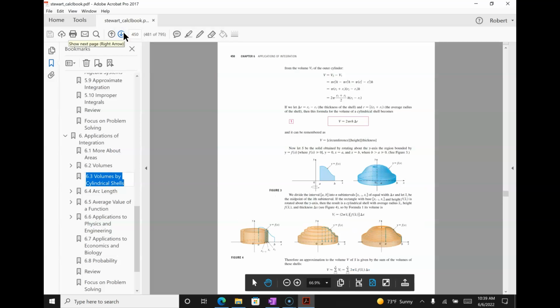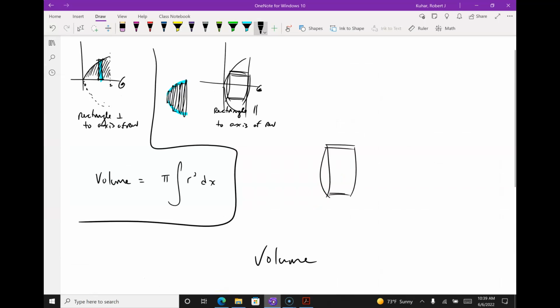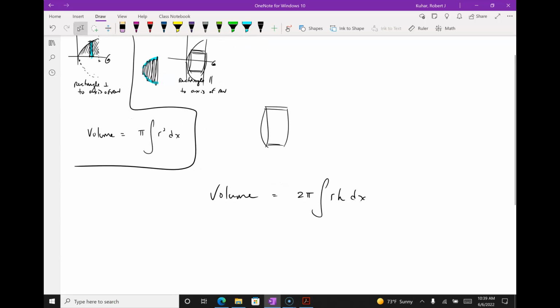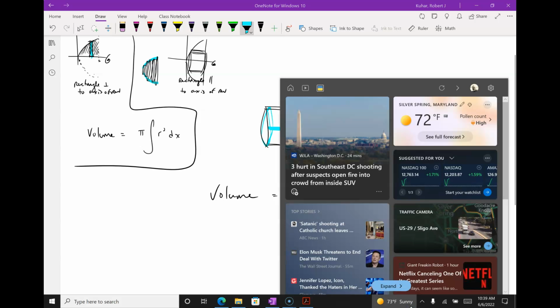In the shell method, we're getting our volume by 2 pi r h. So where's the 2 pi r part? 2 pi r is the circumference. So 2 pi r is giving me this measurement around here. h is telling me how high that particular piece of the can is, and dx is telling me how wide those rectangles are.